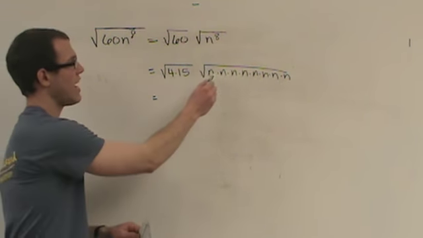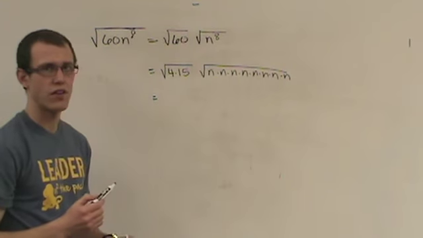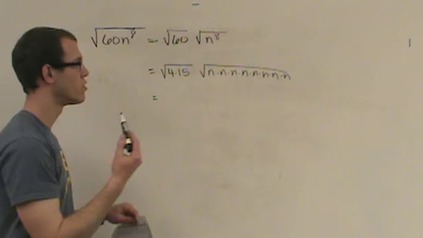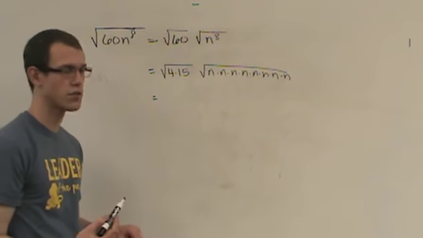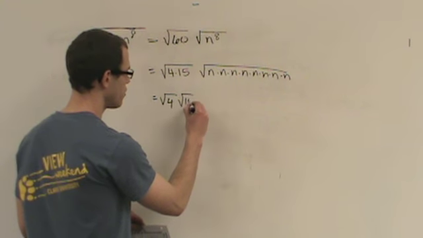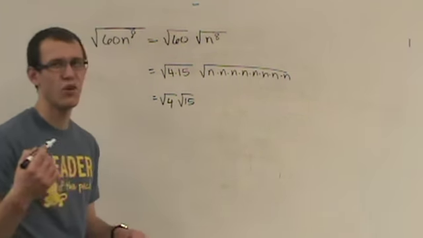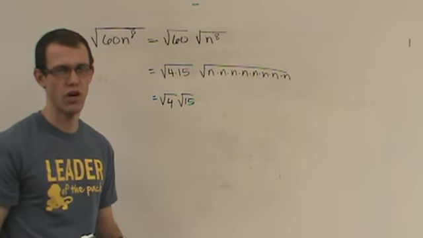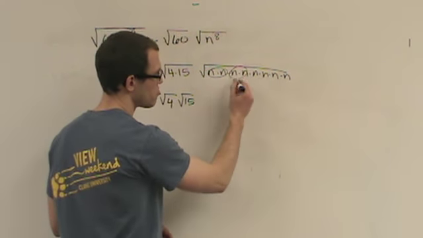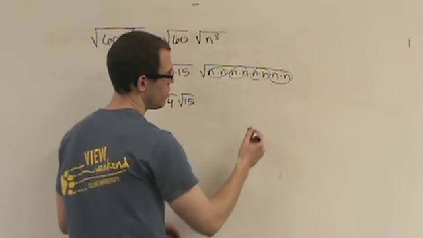So we have 8 n's multiplied together, multiplied by the square root of 4 times 15. So let's break it up underneath their own radicals. So square root of 4 times the square root of 15. And hey, we know our pair rule by now, right? So if I look at these n's and say, here's a pair, here's a pair, here's a pair, here's a pair.